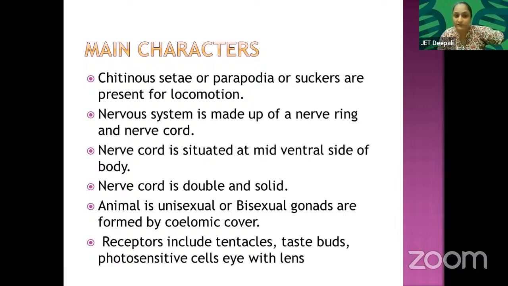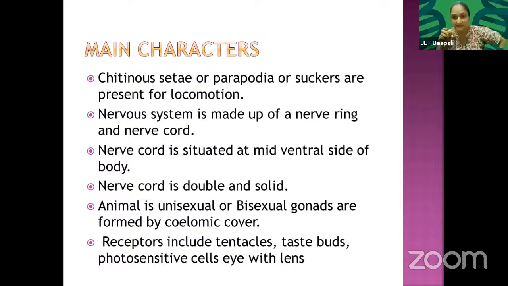The animal is unisexual or bisexual. Either they have both sexes in one organism, or they have separate sexes. Gonads are formed by coelomic cover, which means their gonads are coelomated, covered by coelom.